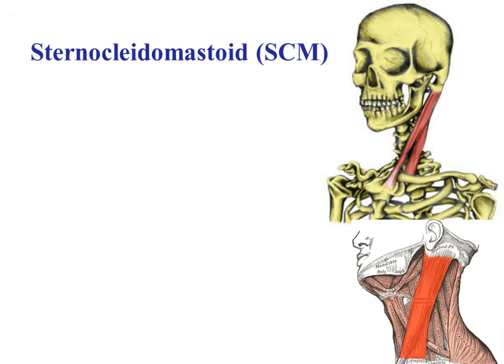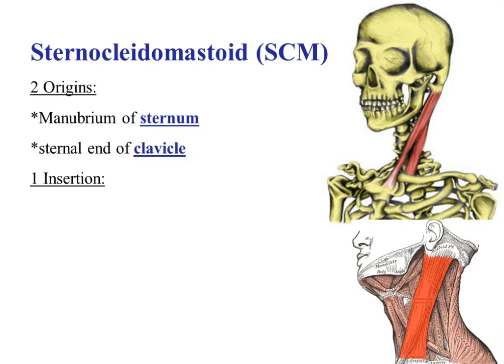So what do we have so far? 2 origins, manubrium of the sternum, sternal end of the clavicle, and 1 insertion, which is the mastoid process of the temporal bone.